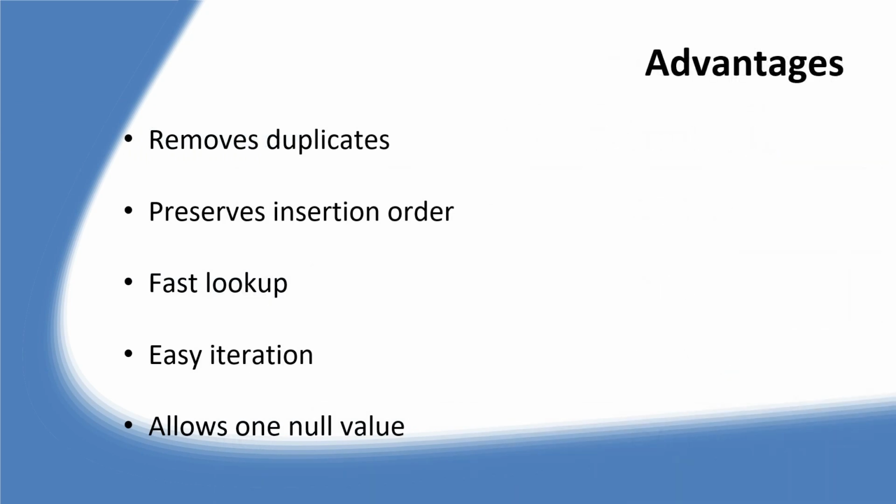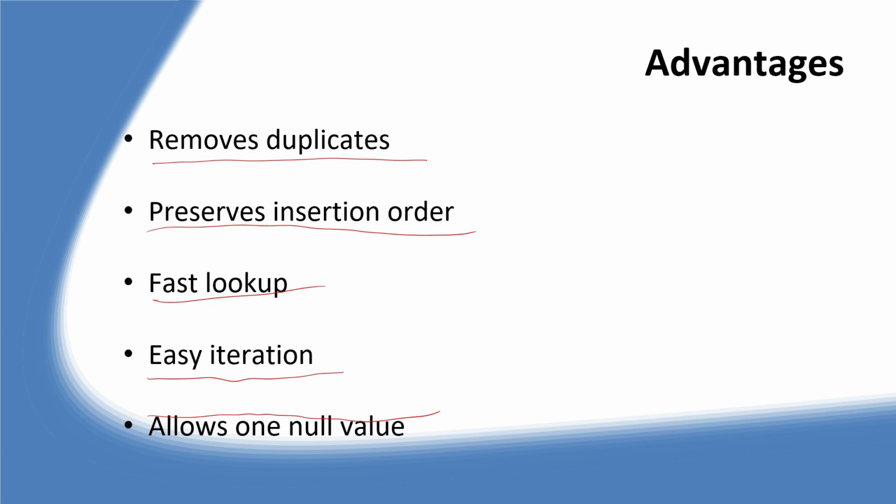What are the advantages of the LinkedHashSet? LinkedHashSet is useful when you need unique elements, and along with that, you want to maintain the insertion order. If you need these two things, you can go for LinkedHashSet. So what are the advantages we get if we use LinkedHashSet? It will remove duplicates, it preserves insertion order, it is faster in performance, it has easy iteration, and it allows one null value. Okay, so these are the advantages.